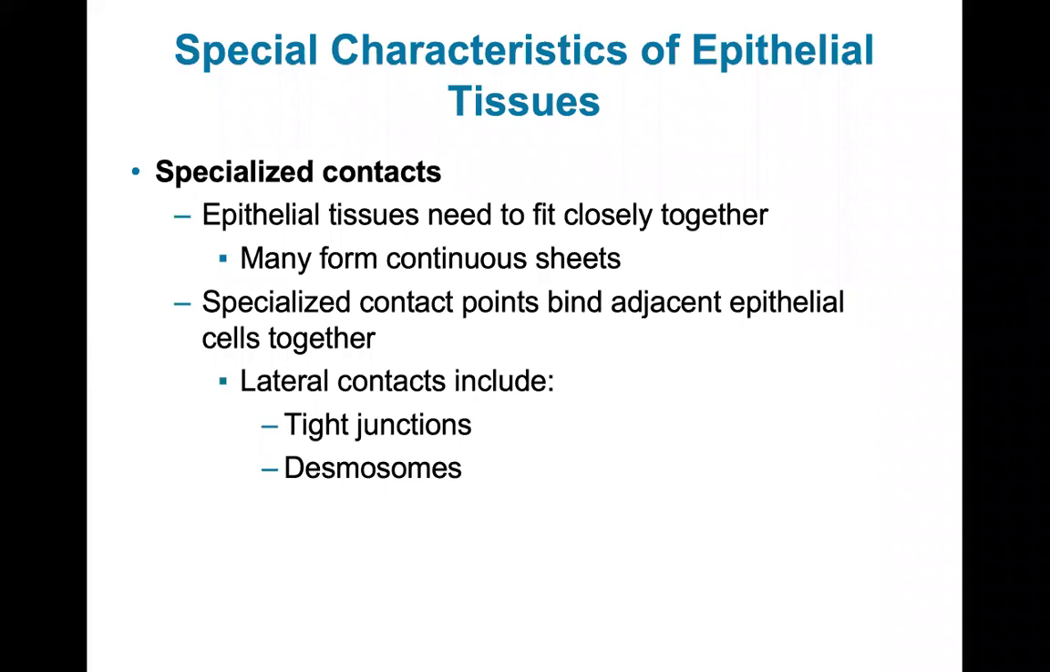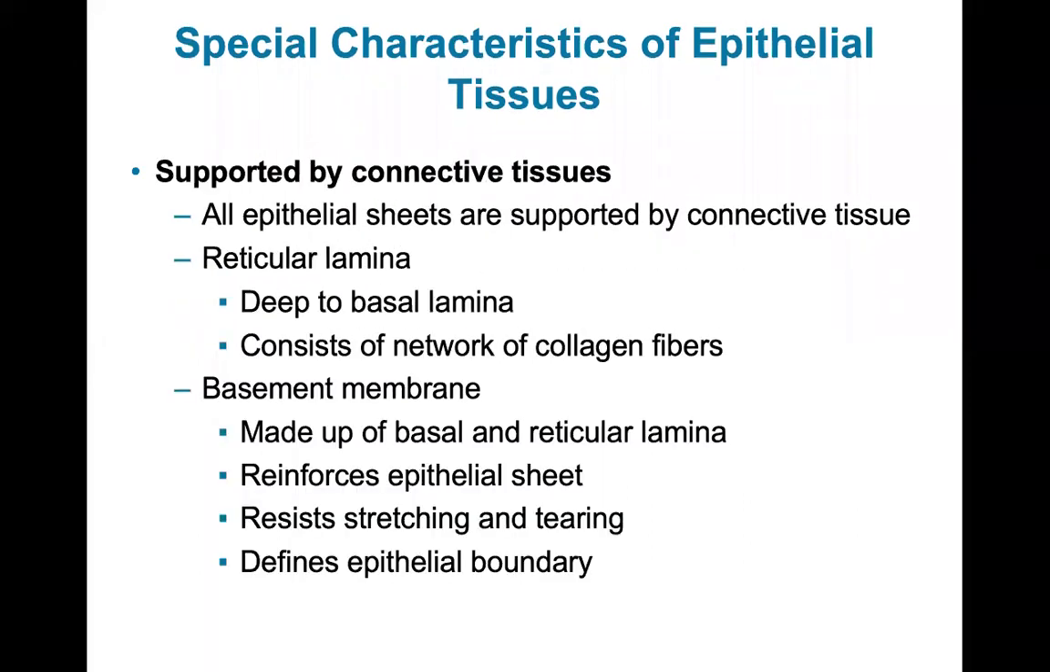connective tissue. Because they are avascular, which is our next slide, they need to be able to get their nutrients, oxygen, in order to sustain life from the underlying connective tissue. Okay, and we refer to this as the basement membrane. The basement membrane is made up of basal and reticular lamina. It helps to reinforce the epithelial sheet, resist any stretching and tearing, and it defines the epithelial boundaries.